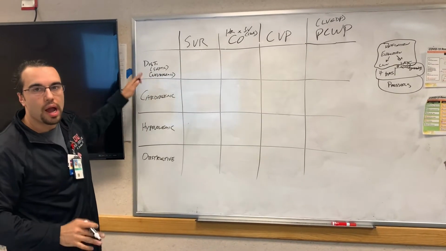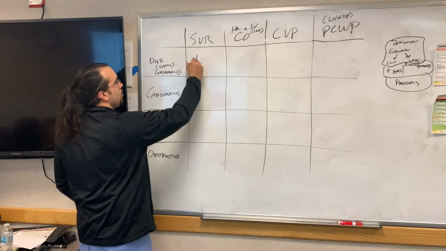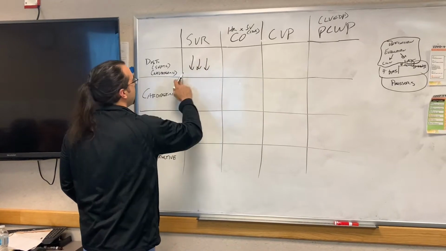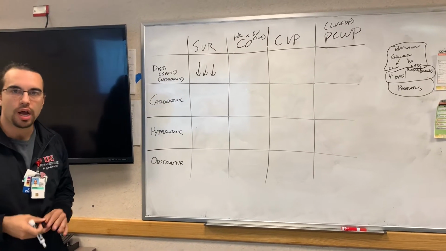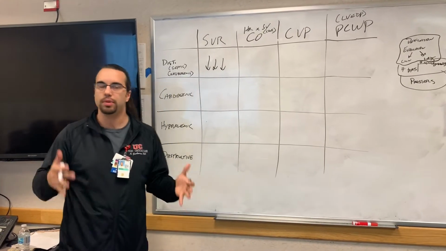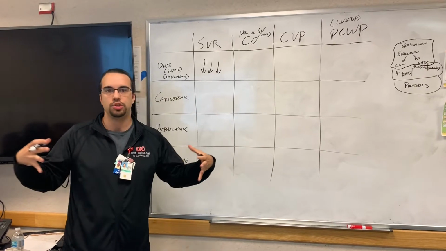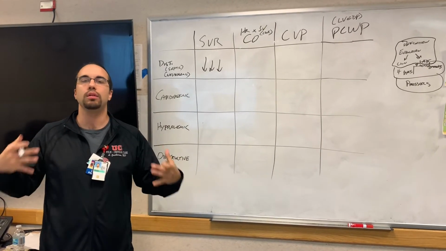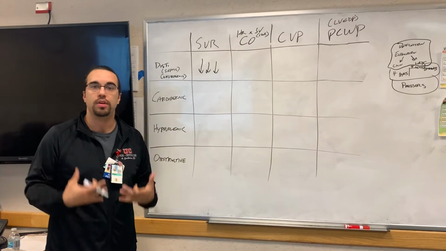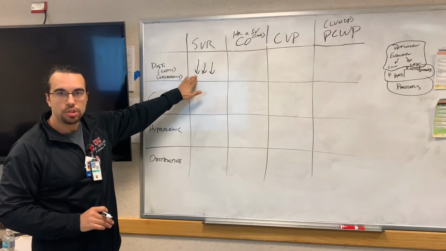In distributive shock, the main problem is with the systemic vascular resistance, okay? Something is going on, whether it's a complete loss of adrenergic tone from a neurogenic shock patient or a lipopolysaccharide-induced cytokine storm in a septic shock patient that's causing the capillaries at their farthest level to just open up and completely lower the vascular resistance within the circulatory circuit, okay? So this is the major issue.